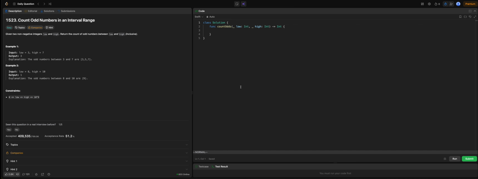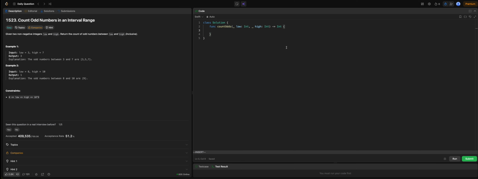So that would be 1, 2, 3 and 7. Oh wait, I'm calculating the even. It should be the odd numbers. So 1, 2, and 3. That is 3 numbers. So next, how about if we have numbers like 8 to 10? That will be only 1, which is 9, if I am not wrong. Yep. So I think that is a very straightforward and easy question for us.